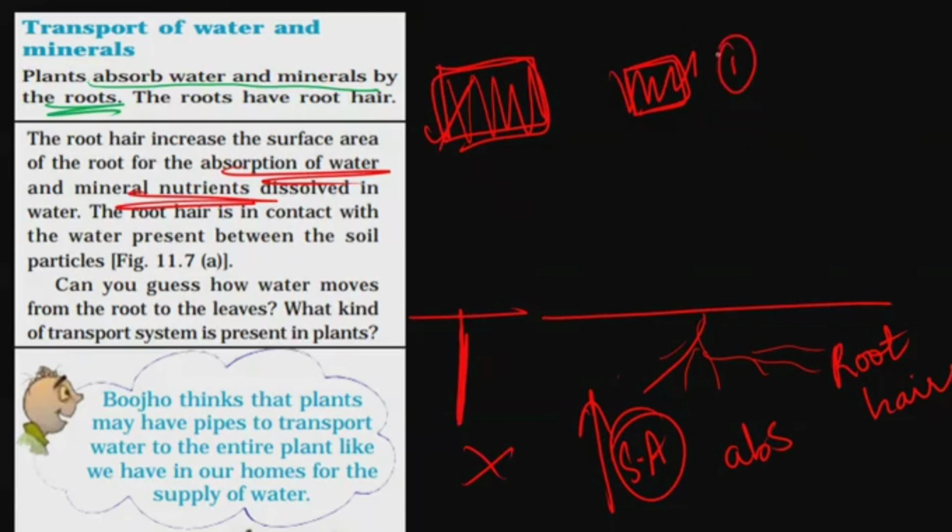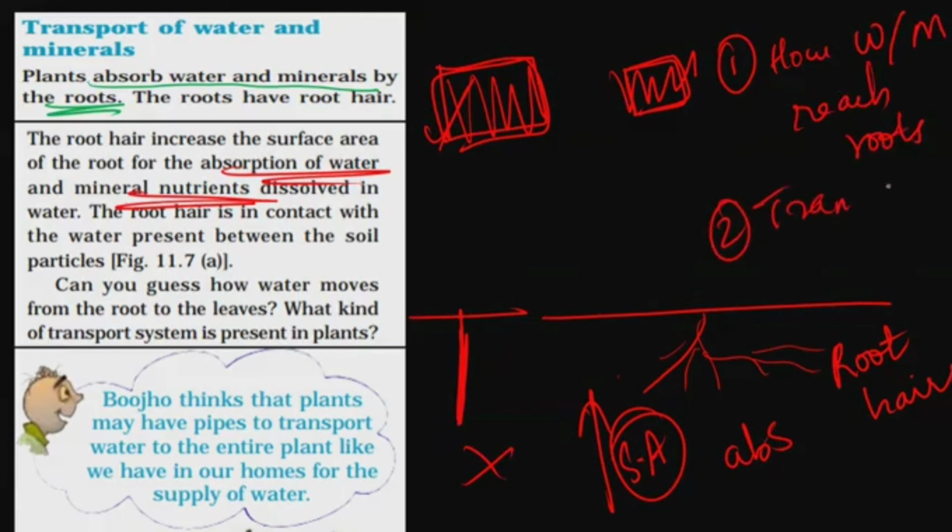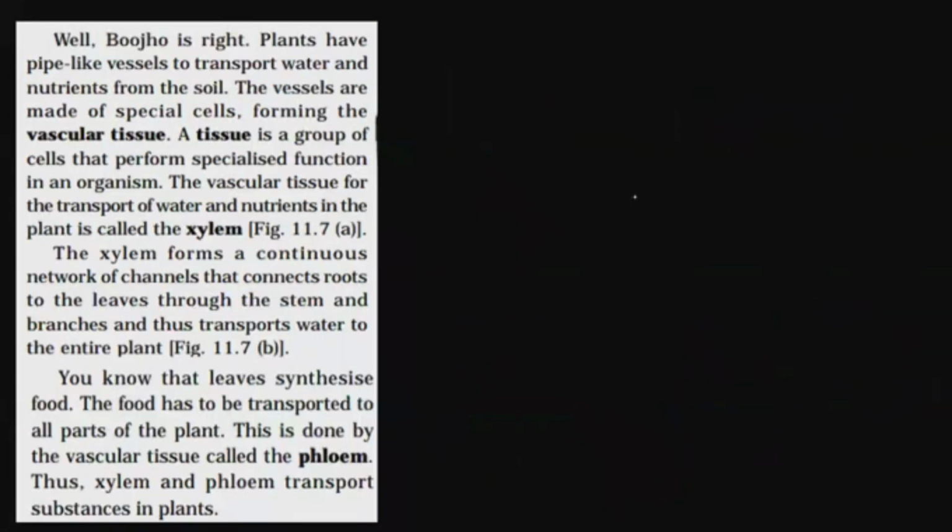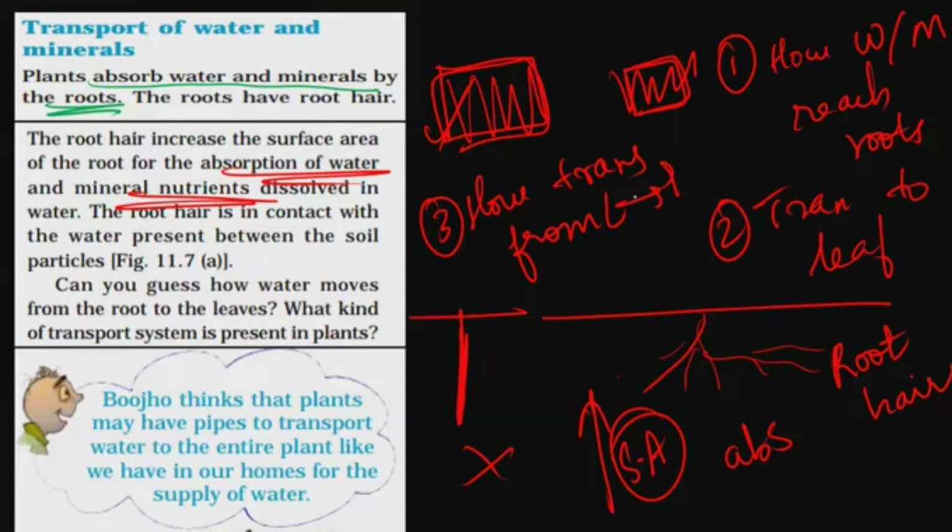So two things we have to learn: how water or minerals reach the roots, and how this is transported to the leaves. From the leaf, how is it transported to the other parts? You can compare it with the human circulatory system. We get oxygen from the lungs, it travels from the lungs to the heart, and from the heart to the rest of the body. Similarly, it goes to the roots, from the roots to the leaves, then from the leaves it is transported throughout the plant. So if you compare and learn, it becomes very easy.